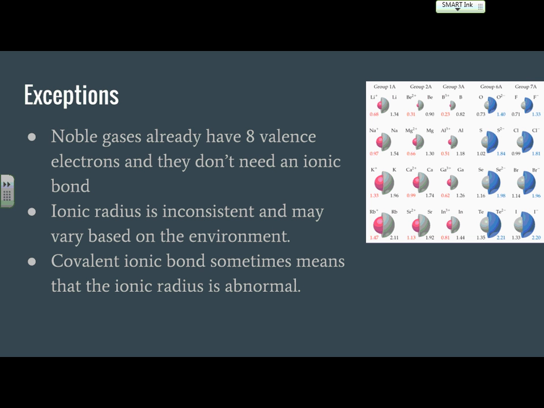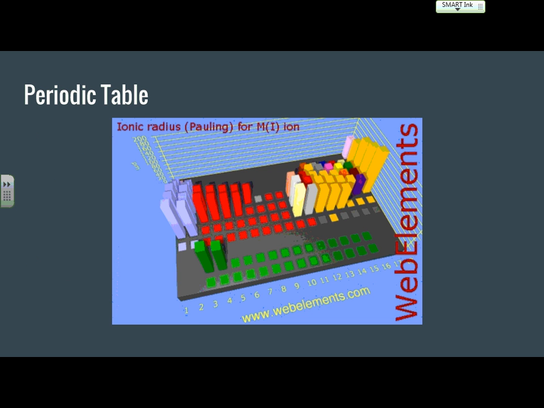When she says environment, they mean something like bonds, coordinate structure, like that. Some exceptions are noble gases, because they already have 8 valence electrons, so they don't need a bond. And ionic radius may vary based on the environment. And covalent character in ionic bonds sometimes means that the ionic radius is abnormal.